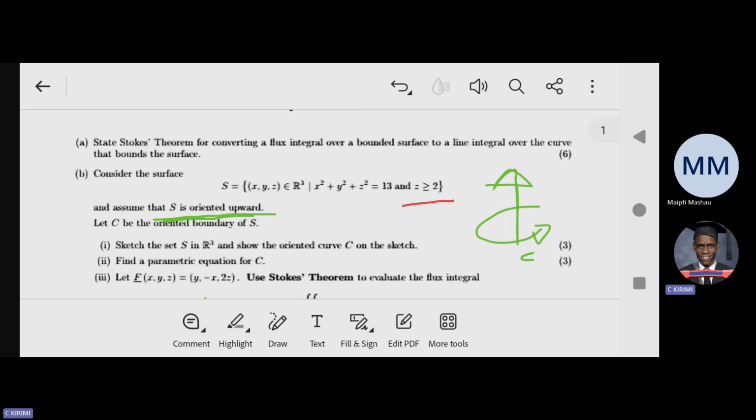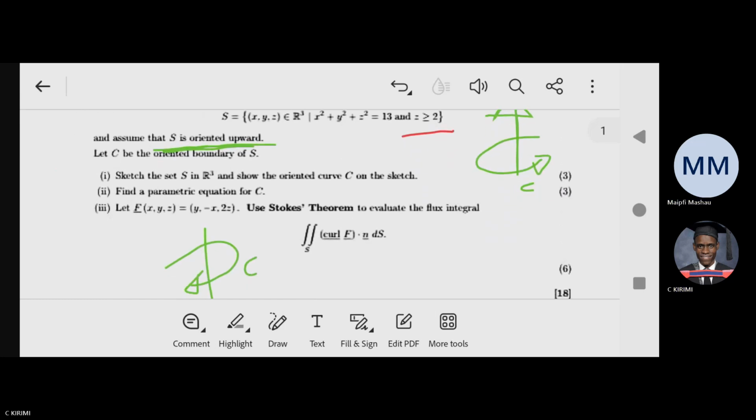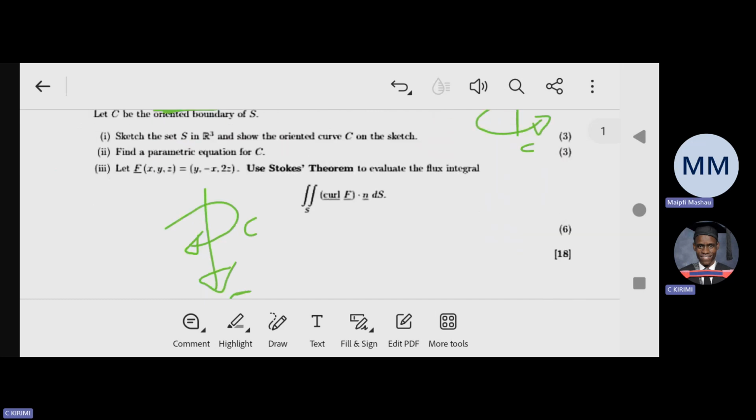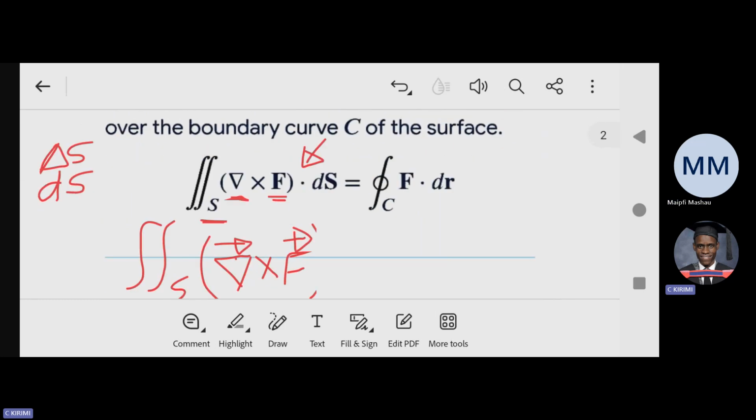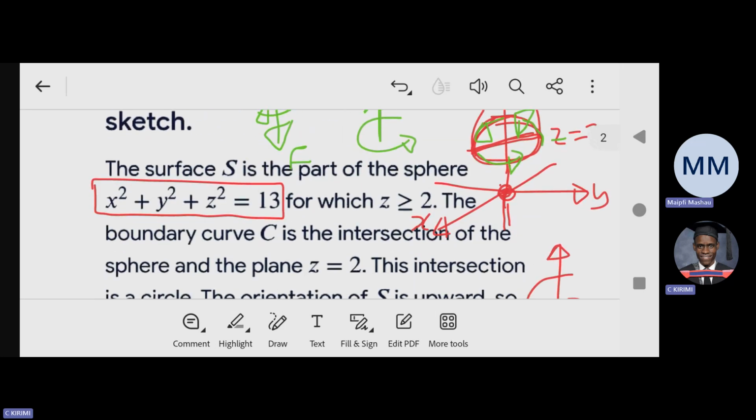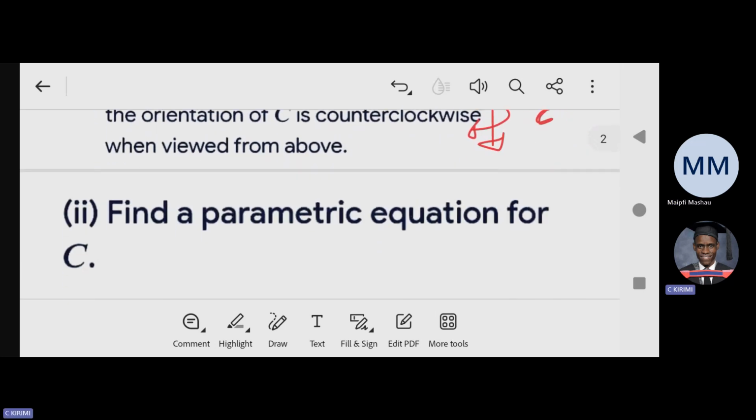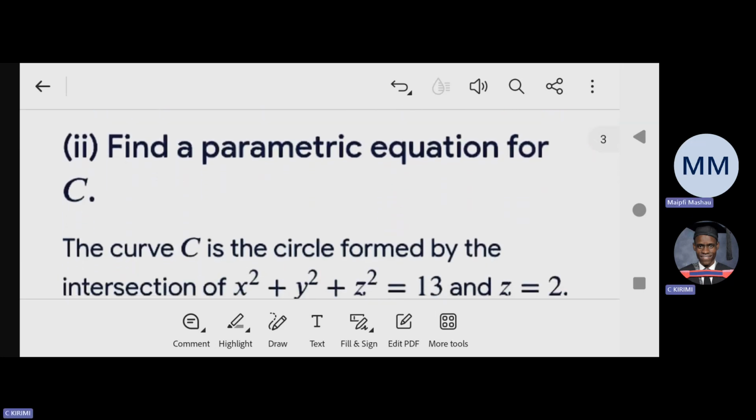So now the ones for the calculations. Find a parametric equation for C. So this is just calculation. It's not difficult. For the parametric equation for C, that's what you are doing. Find a parametric equation for C.